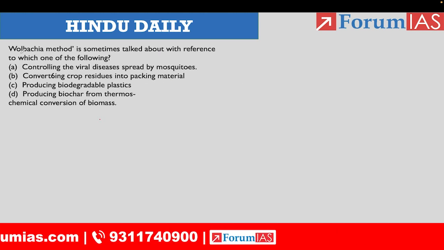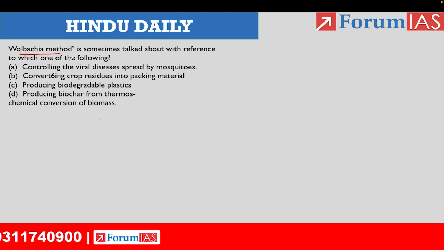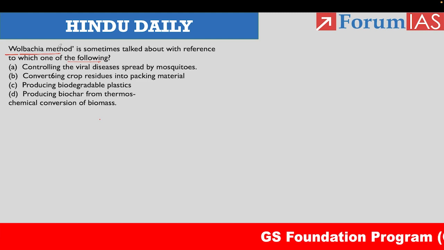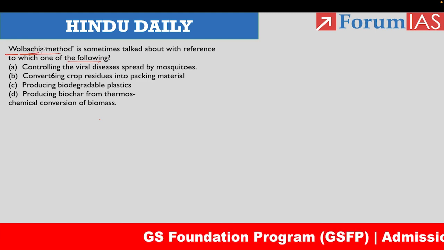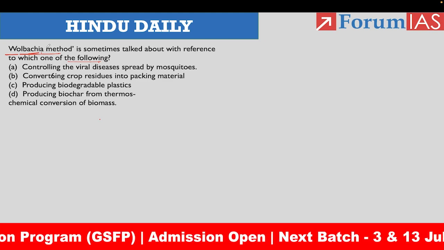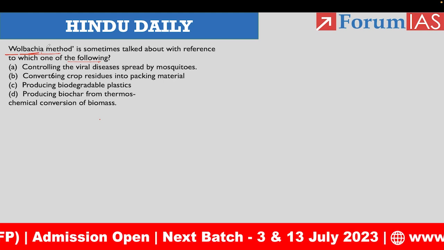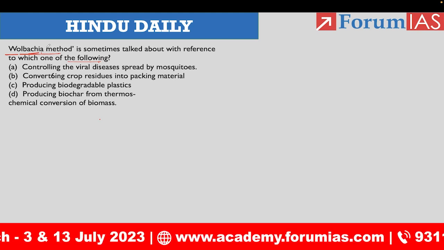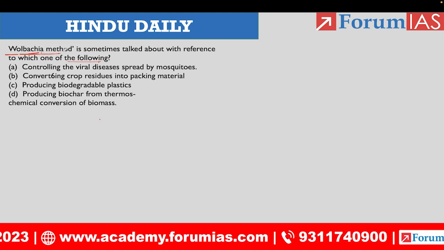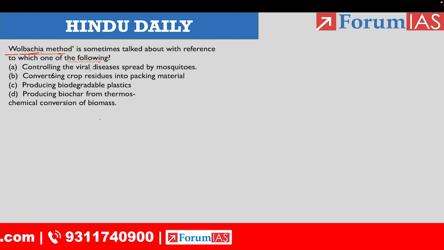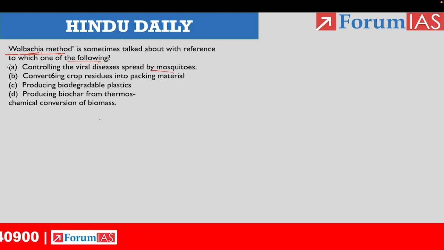This is the second question. The Wolbachia method is sometimes talked about with reference to which one of the following? So we should know what is meant by the Wolbachia method. In the laboratory, scientists infect mosquitoes with the Wolbachia bacteria. When the infected mosquito breeds with conventional mosquitoes, it will be laying eggs, right? But those eggs won't get fertilized. So it will end up eliminating the population of mosquitoes. This is the mechanism we follow in the Wolbachia method. So generally, the Wolbachia method is used to control the viral disease spread by mosquitoes. So this is the right one.